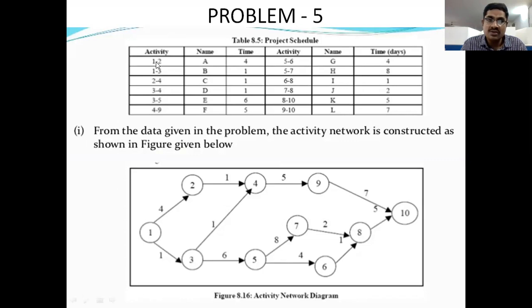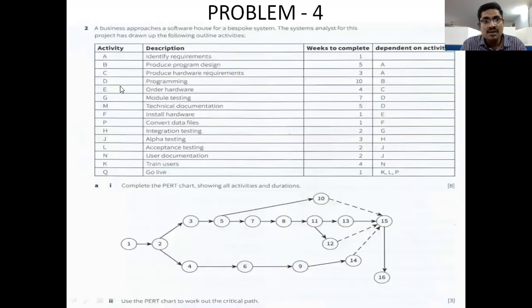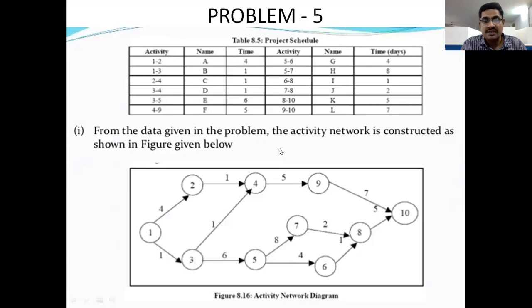So here once again I want to repeat it. In this type of model, we don't have these English letters for activities and preceding activities. Activities and preceding activities are mentioned in the same column in the form of numbers 1, 2, 3, 4, 5, 6, 7, 8, 9, like that. So this is another model.